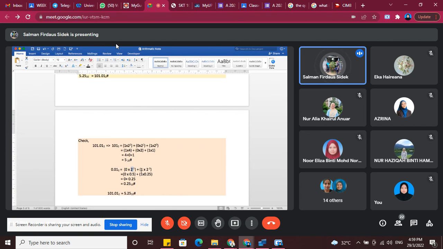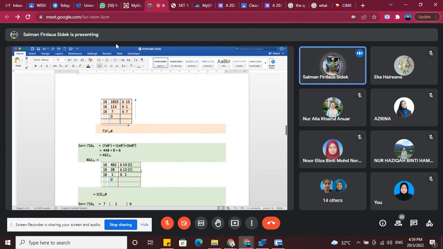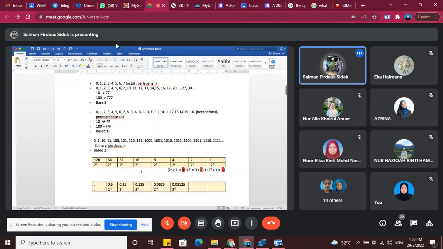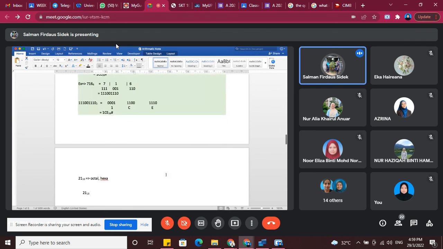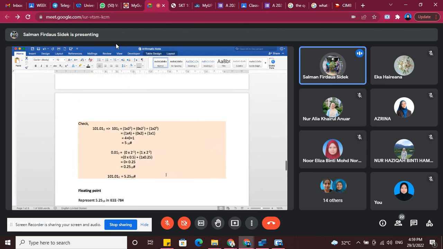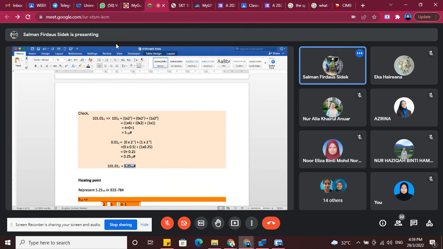If you cannot remember this, I already put it in this table lah. The value for 2 and the power of negative something. This is the value. So we check the answer and then we get back the question lah. So means that our answer is correct.